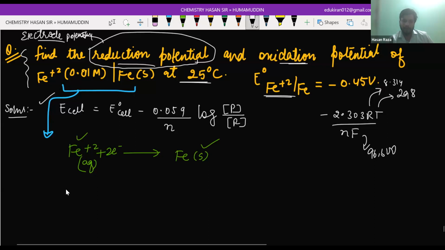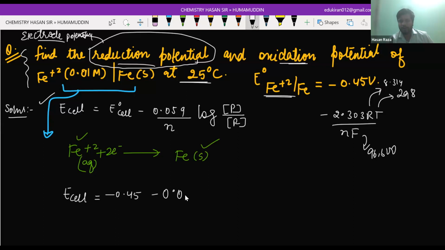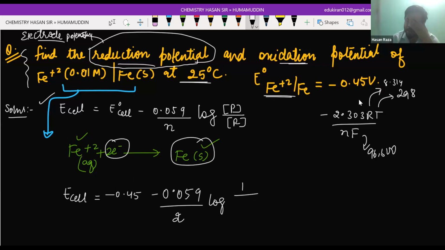Now, I'm going to put the value of E cell as it is. We need to calculate E cell. E naught cell has a value given as minus 0.45, minus 0.059 upon the number of electrons. You can see how many electrons are gained or lost. Here it is gaining, so 2, log of product. Product is in solid state, so you have to ignore it, as I told you. Austin. Yes, sir. And the reactant is Fe plus 2. You need to write the concentration of Fe plus 2 because it is in aqueous state, and in the question the concentration is given as 10 raised to the power minus 2. And then I think you can solve it, right? Please do solve it. Yes.